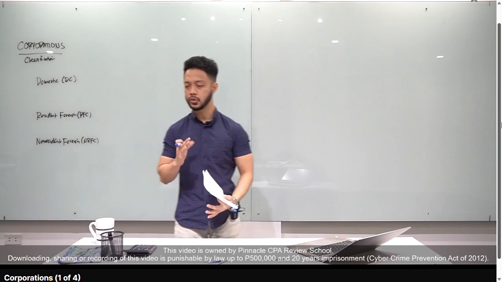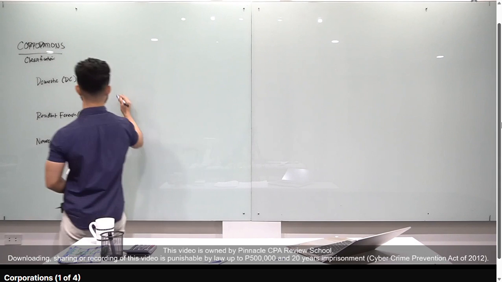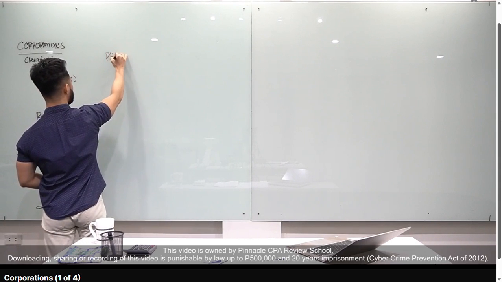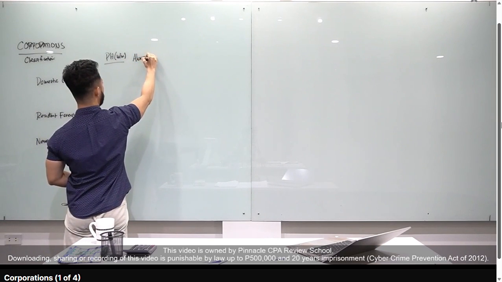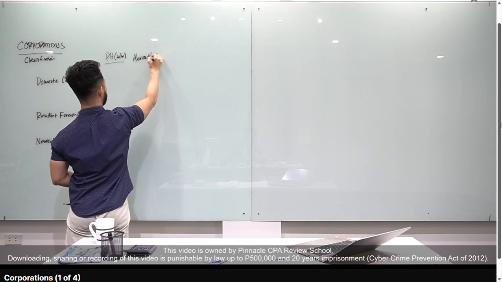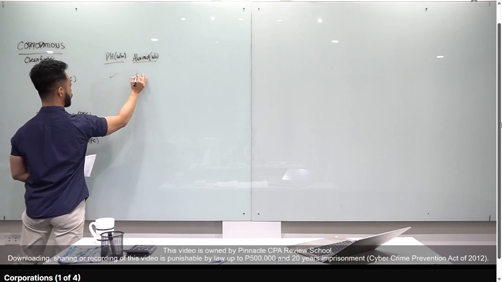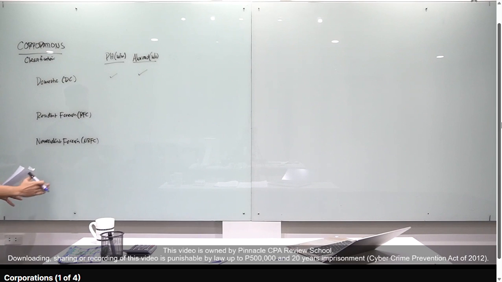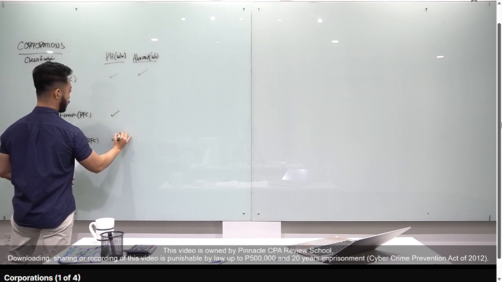Sir, why do we need to distinguish these three? Because this is where the situs or place of taxation applies. This is income earned within the Philippines, and this is income earned without or outside the Philippines, or abroad. If you're a domestic corporation, you are taxable within and without the Philippines. If you're a resident foreign corporation or non-resident foreign corporation, you are taxable only within the Philippines.